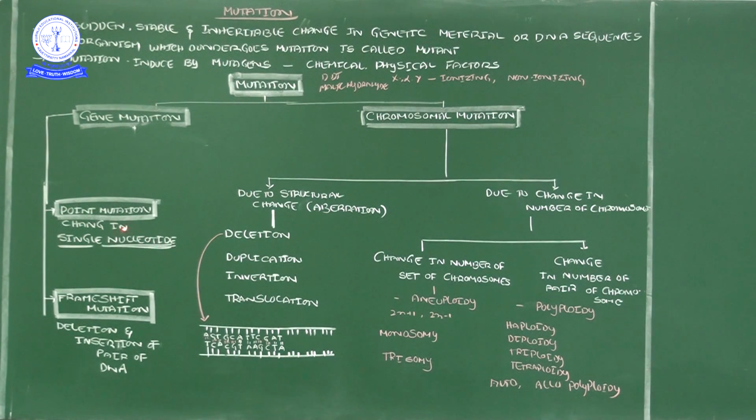Point mutation, why did we keep the name point? Point means we can identify that a particular gene is affected, which gene is affected regarding that characteristic. So a pointed place of a gene is getting changed, that is nothing but a single nucleotide.